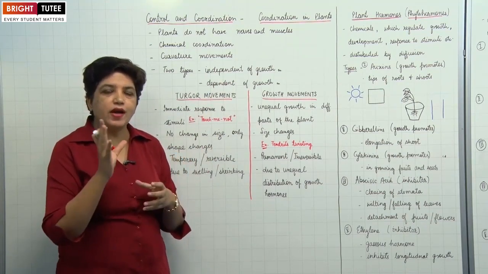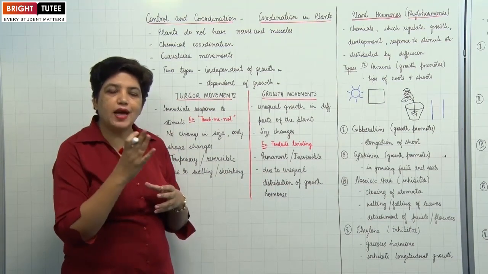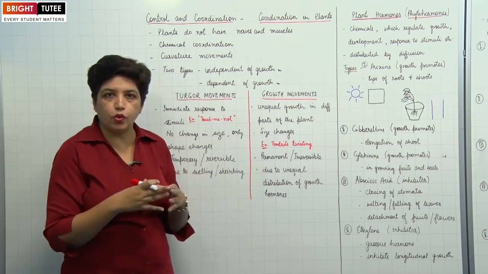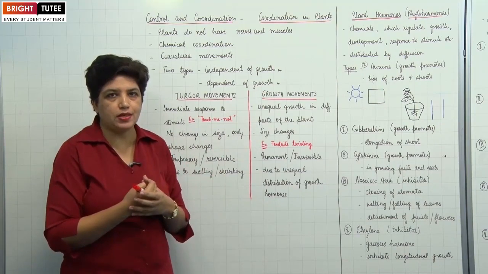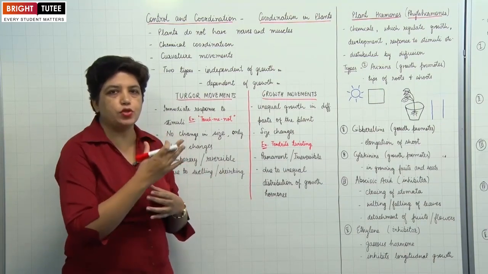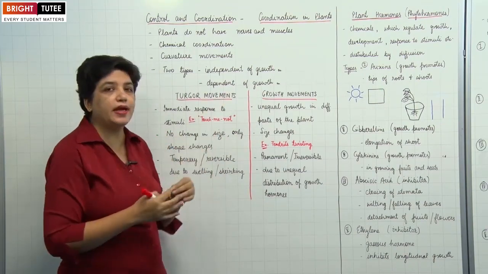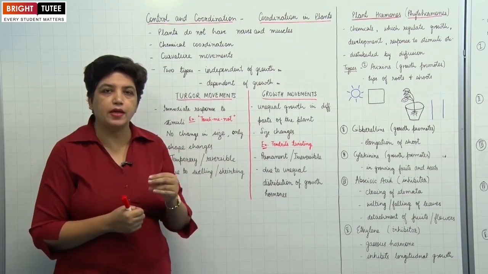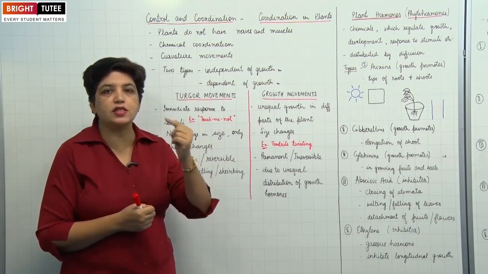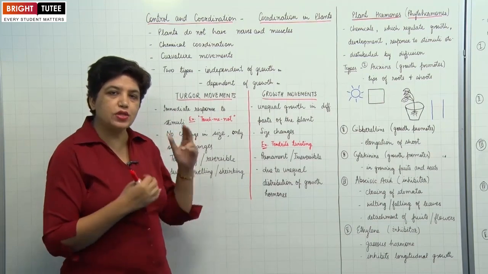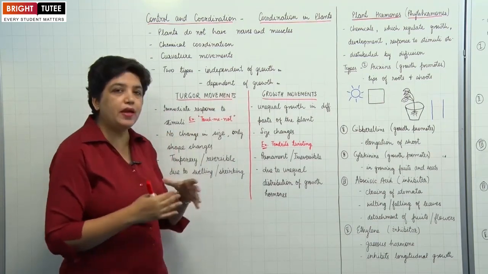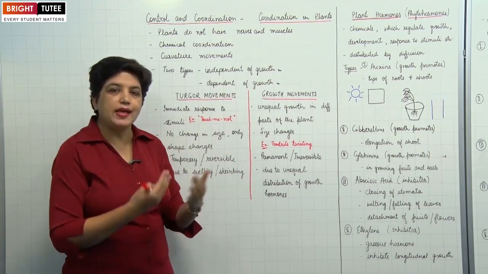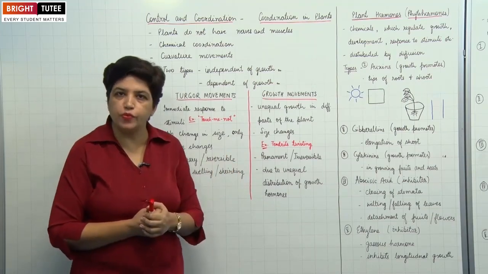Now, the sunflower is facing the sun. This kind of movement is independent of growth. There is no growth in the plant, only the shape changes. While the other kind, the example of money plant, the plant is growing as it is moving. So, such kind of movements are dependent on growth. Let us compare these two types of movements.